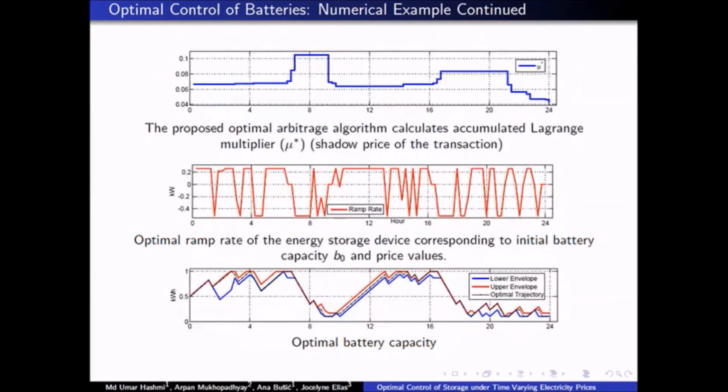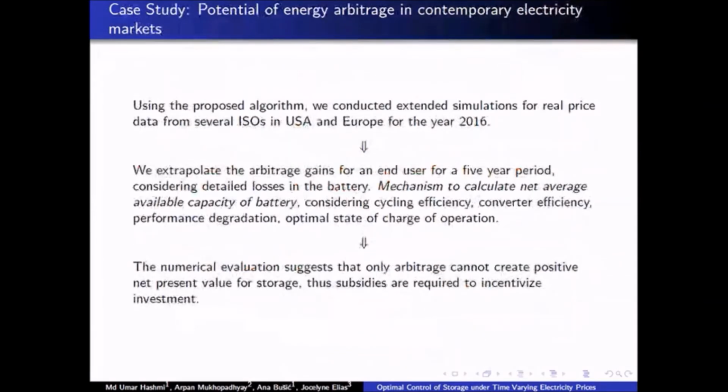The results plotted here, the first plot shows the shadow price of this transaction at any particular instant. The second plot shows the ramp rate. The important thing to note here is the optimal ramp rates can be an intermediate value. It need not be zero or maximum or minimum value of the ramp rate. The third plot shows the optimal battery capacity.